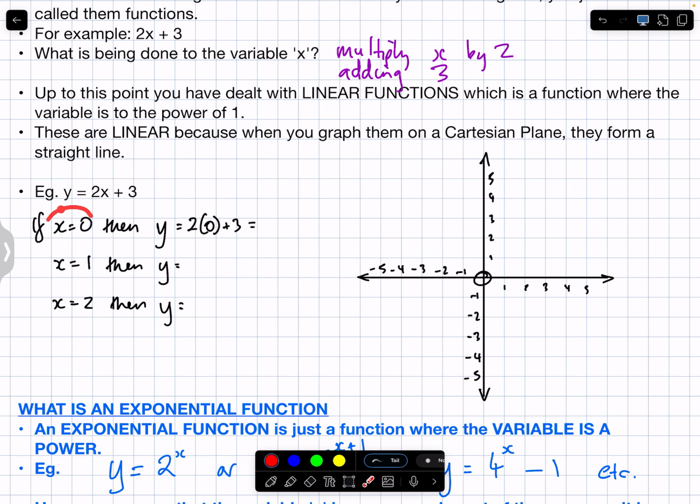If I made x equals 0, what's 2 times 0 going to be? What's anything times 0? 0. If I added 3 to 0, what am I going to get? 0 plus 3. 3. So what does that mean? What does this maths have to do with this Cartesian plane? Which axis is the x-axis? The horizontal one or the vertical one? You tell me. Horizontal, good.